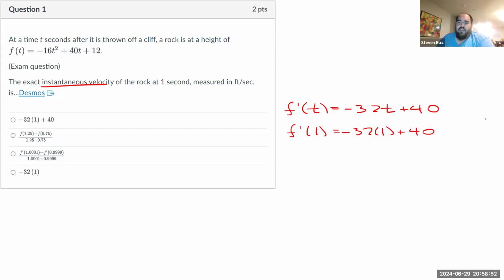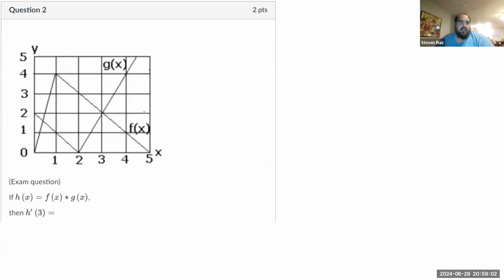And I got negative 32 times 1 plus 40. We don't actually have to fully evaluate it, but this is enough to tell me that this first option here is the correct answer. Next, question 2.